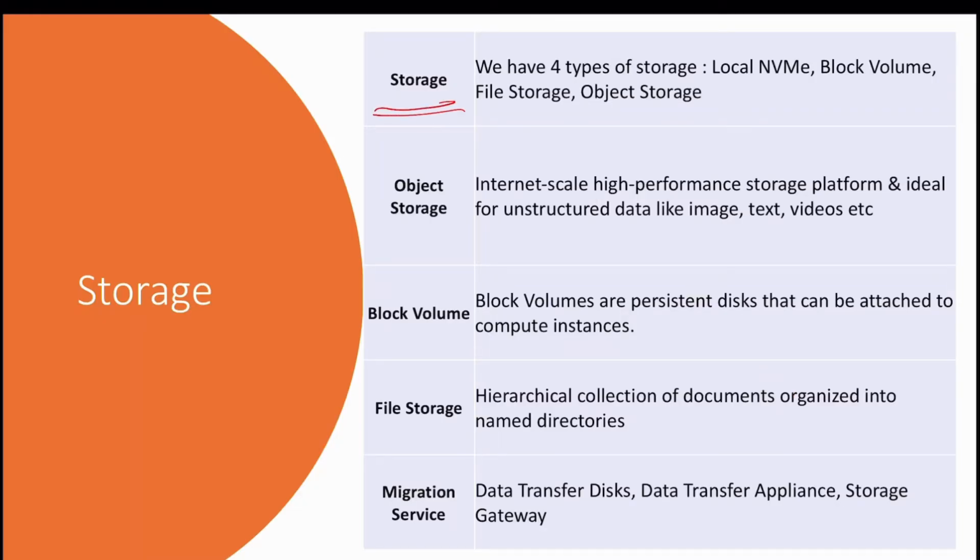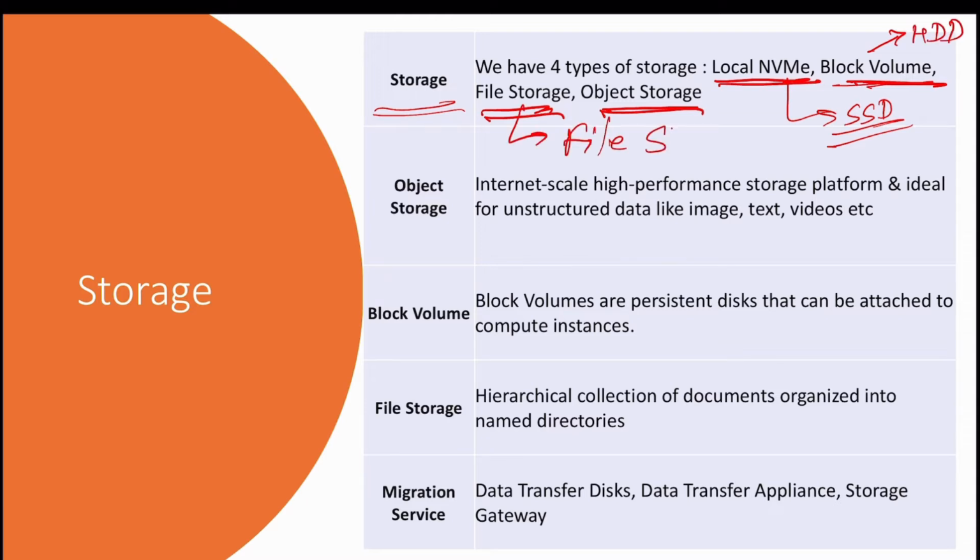If we talk about storage, we have four kinds of storage: local NVMe, block volume, file storage and object storage. Let's understand quickly. Local NVMe is kind of an SSD for our VM, which is attached and very fast for performance sensitive applications. We will use this one. Then we have the block volume, like our hard disk, HDD. This is file storage, like a file share, we can say.